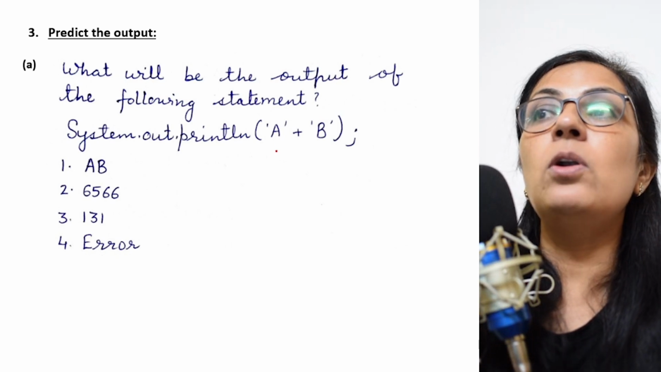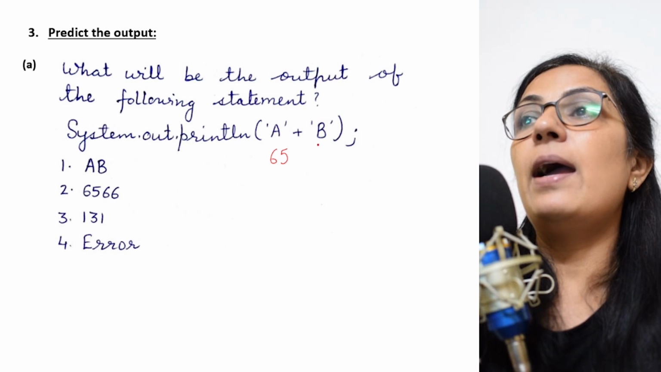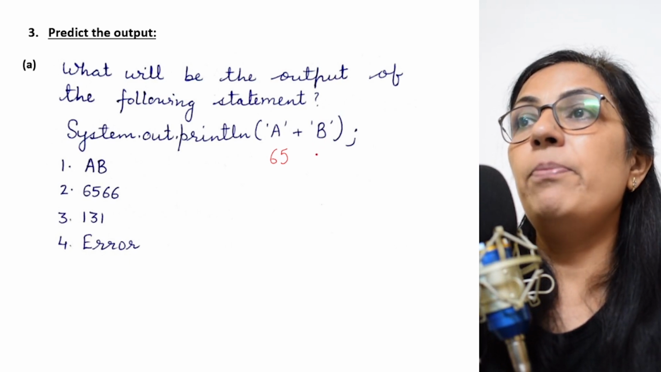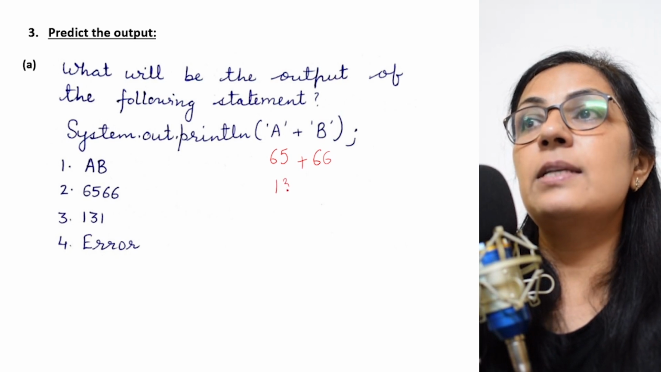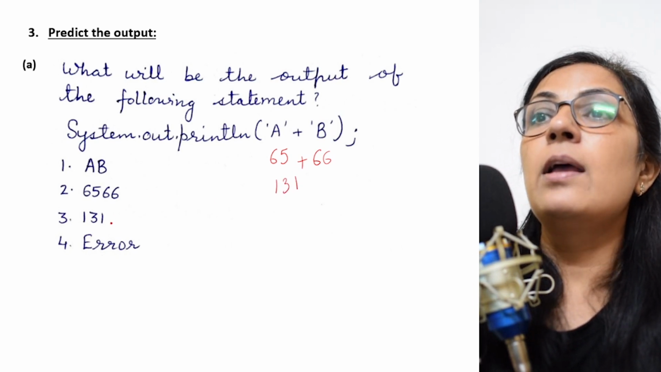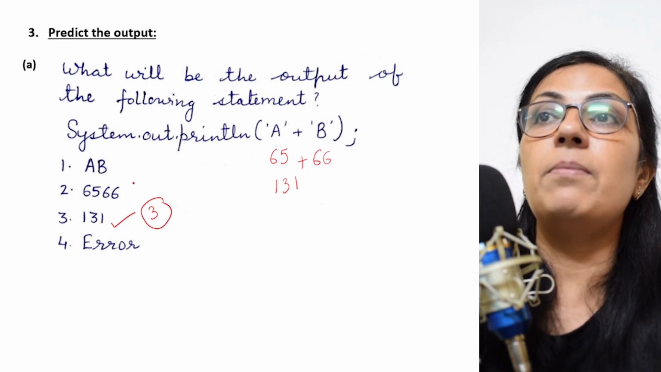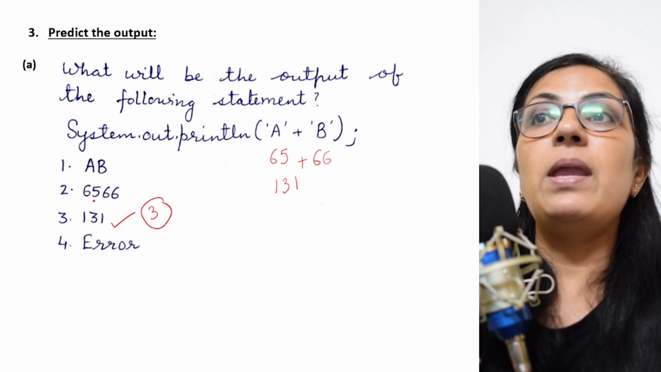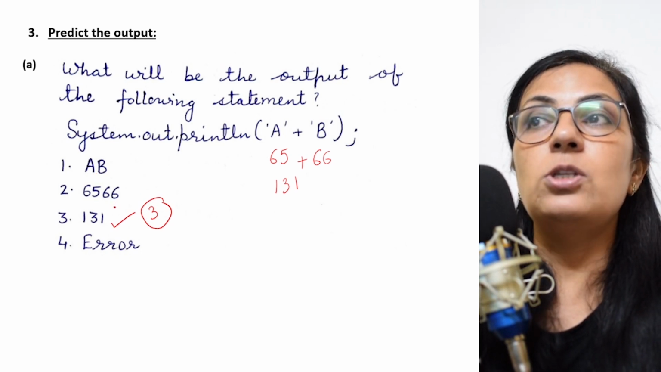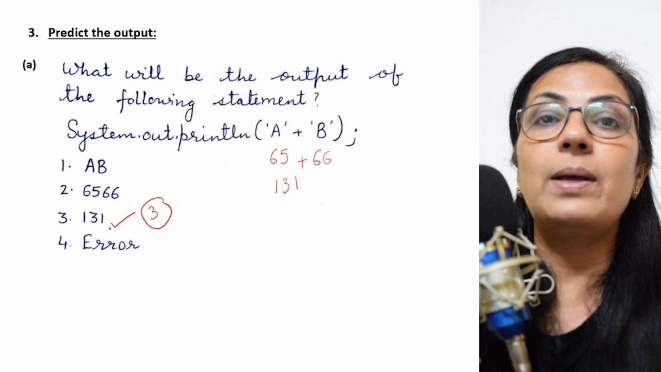The Unicode or the ASCII code of A is 65 and the Unicode of B is 66. So 65 plus 66 will give you 131. So 131, that is option 3, is the correct answer. Many of you may put a tick mark over here at A, B or 65, 66. No, children. The correct answer is option 3, that is 131.